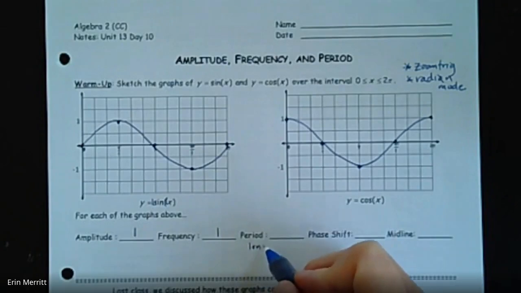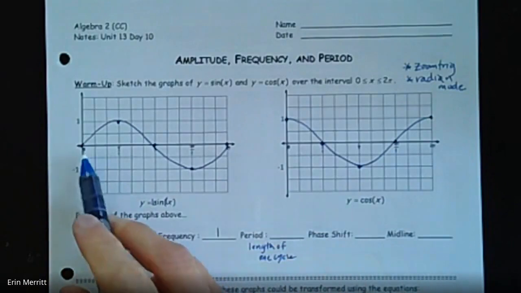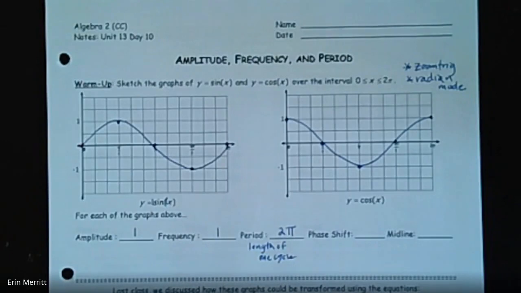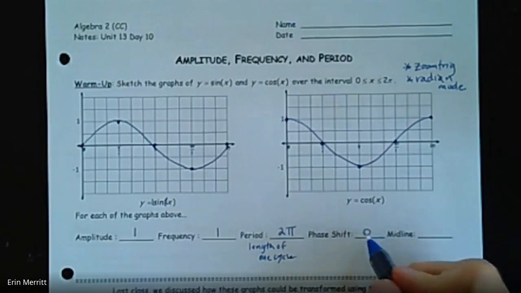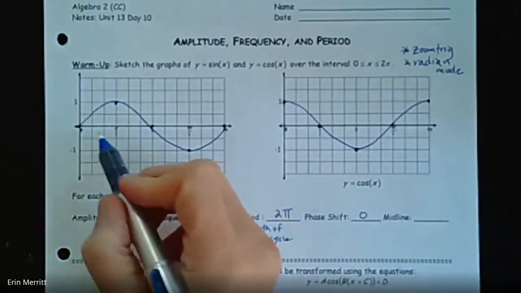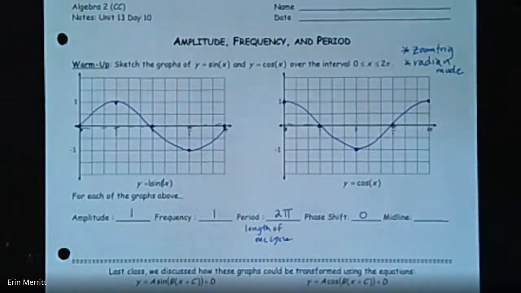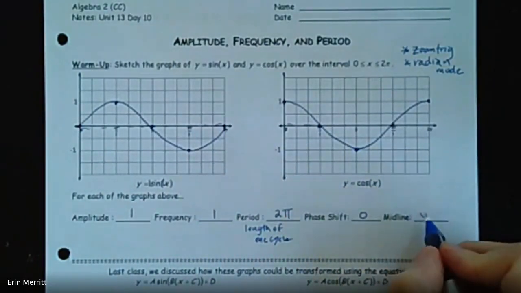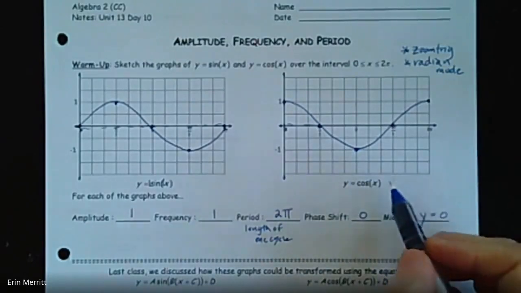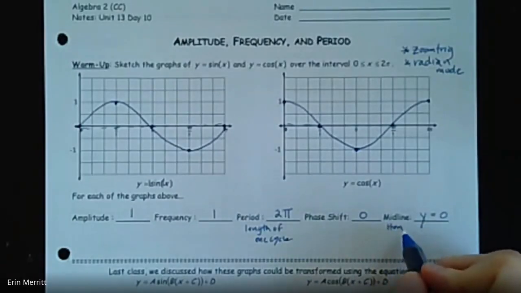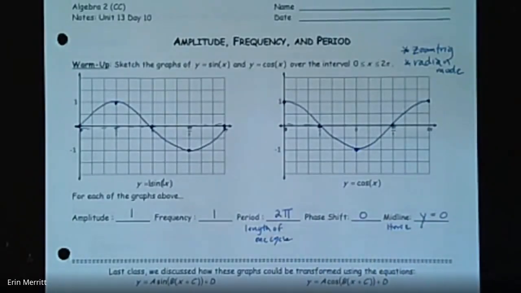Period is the length of 1 cycle. And so for each of these, they start at 0 and end at 2 pi. So the length of the cycle is 2 pi itself. The phase shift, that's if we saw anything plus or minus inside the parentheses, and we don't, so that's 0. And then the midline, that's the line that literally slices right through the middle of each graph, which in these is the x-axis or the line y equals 0. And it would also be if there was any value added out to the end, and there's not, all right? So the midline is always that horizontal line right through the middle, all right?